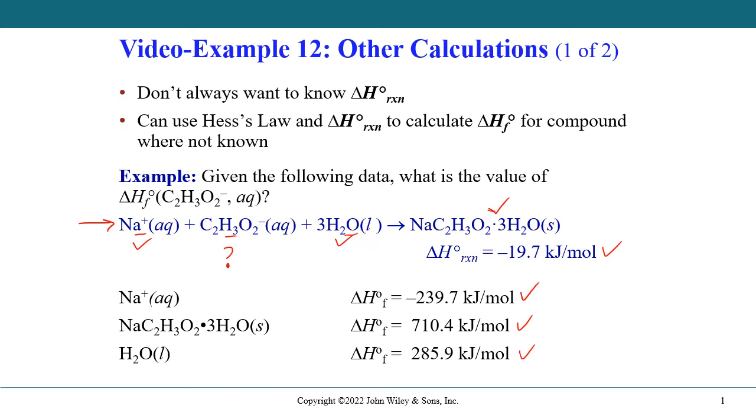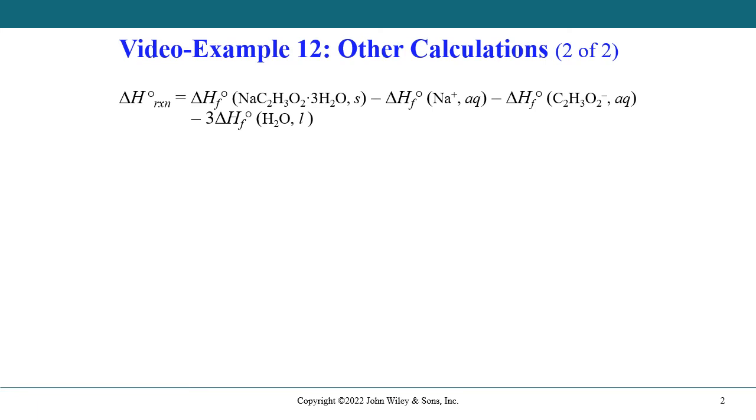Well, we can use the condensed form of Hess's law. And if we take the delta H of reaction and we write it out, so remember delta H of reaction is the sum of delta HF for the products, okay, so this is the products, minus the sum of the delta HF for the reactants. And we've got reactants here. We know the value for this, we know the value for this, and we know the value for this, and this is what we're trying to find.